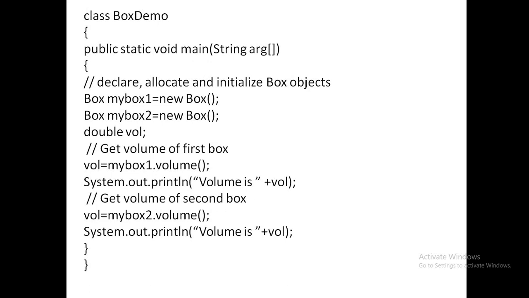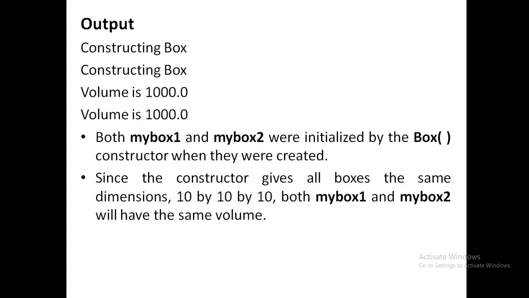Then in the class BoxDemo, objects are created for the class Box. There are two objects, myBox1 and myBox2, and then these objects are used to call the function volume. So here both myBox1 and myBox2 were initialized by the Box constructor when they were created, and since the constructor gives the same dimensions, that is 10 cross 10 cross 10, both myBox1 and myBox2 objects will have the same volume.